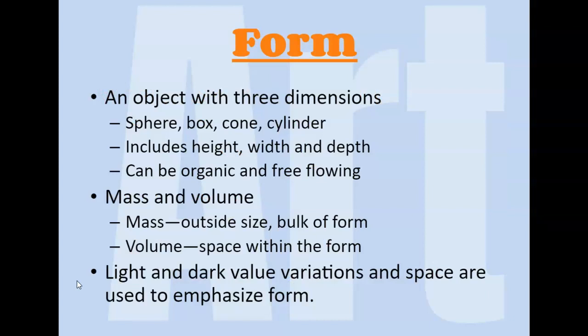We have the element of form. A form is an object with three dimensions. A triangle would become a cone. A circle would become a sphere, and so forth. Forms include height, width, and depth, and can be organic and free-flowing. Forms have mass and volume. The mass is the outside bulk of the form, whereas the volume is the space within the form itself.